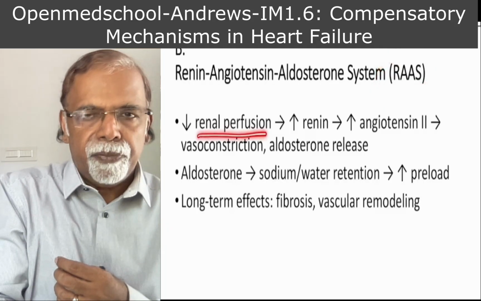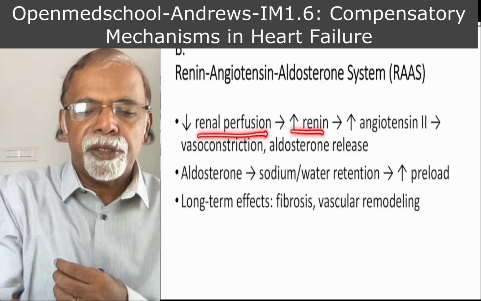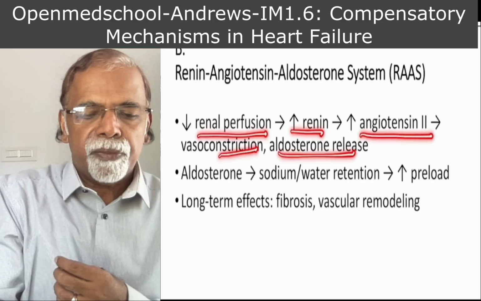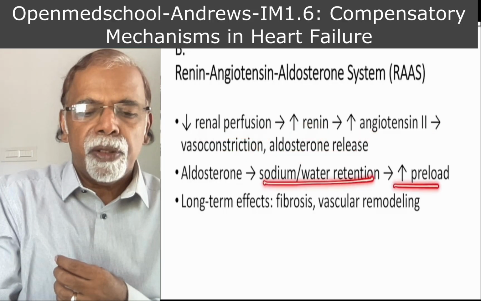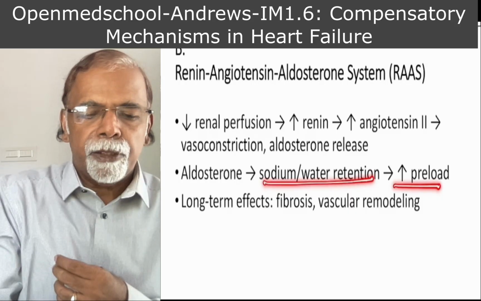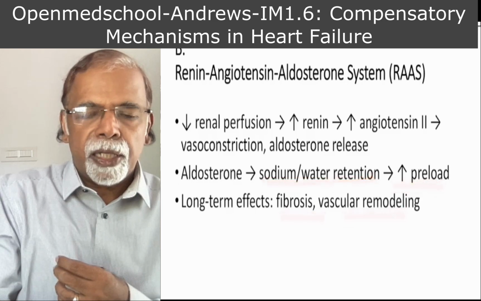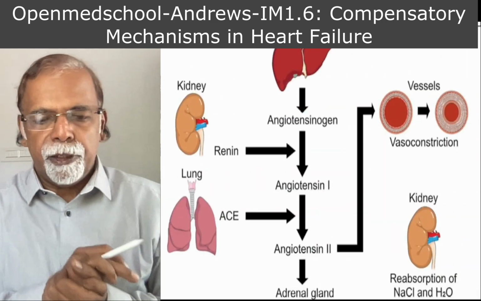Decreased renal perfusion. When there is cardiac failure, there is decreased renal perfusion, which leads on to renin secretion, increased angiotensin, vasoconstriction, and aldosterone release. Aldosterone will produce sodium and water retention and increase the preload. Initially it is helpful, but in the long run it produces fibrosis and vascular remodeling. So the RAS blocker is one of the cornerstones in the management of heart failure.